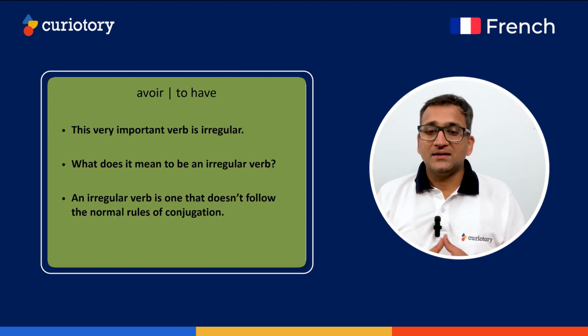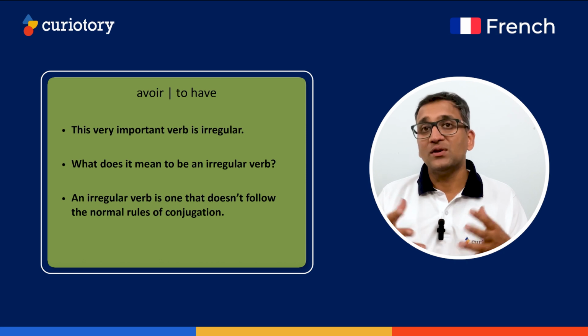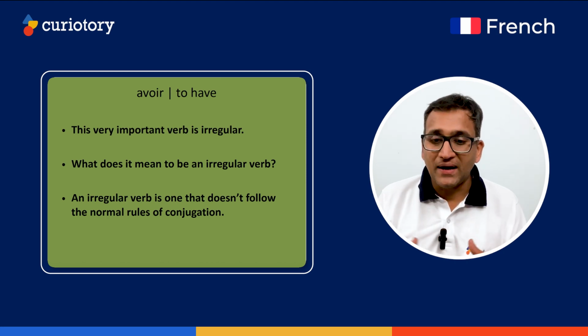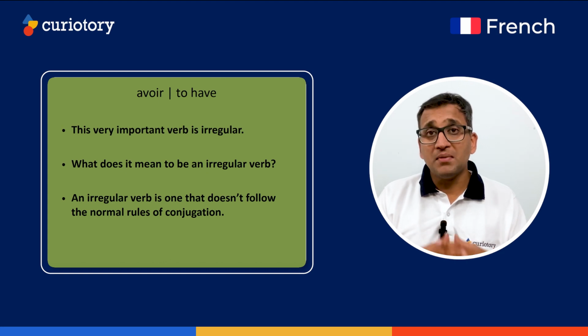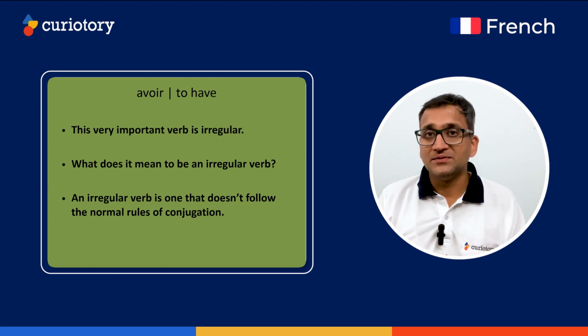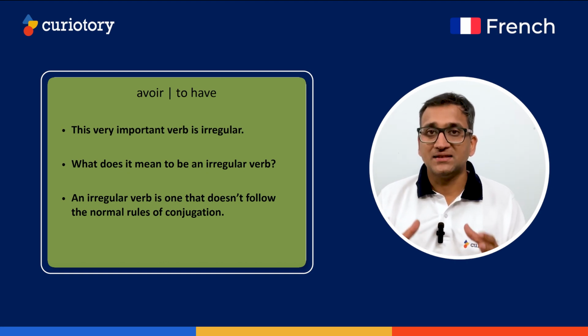So avoir is a very important irregular verb. And what does it mean to be an irregular verb? An irregular verb is a verb which doesn't follow a pattern, right? And doesn't follow the normal rule of conjugation. So you must check on the regular verbs to know what irregular verbs are. When I say it follows a pattern, you must check that video.